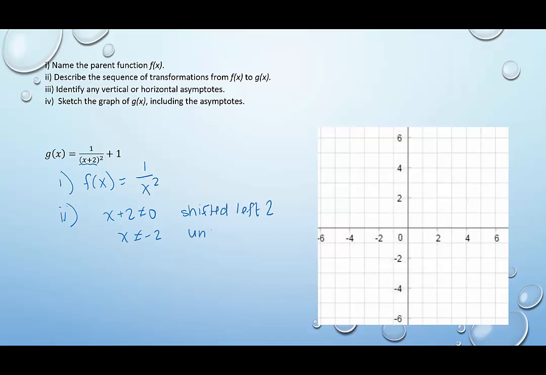And that's also going to help us with our vertical asymptote. And then this +1 indicates to us that the graph is moving up 1 unit. So I'm just going to say up 1 unit. For our vertical and horizontal asymptotes, I said that x can't equal -2. Making that an equation is the vertical asymptote. So the vertical asymptote is x equals -2, because that's where the graph is never going to cross. It's never going to cross -2. Our horizontal asymptote, since it moved up 1 unit, is going to be at y equals 1.